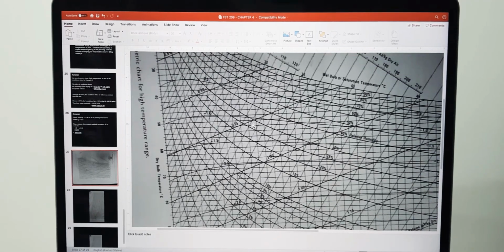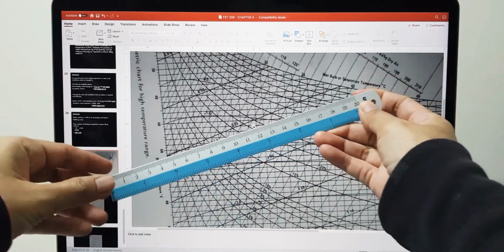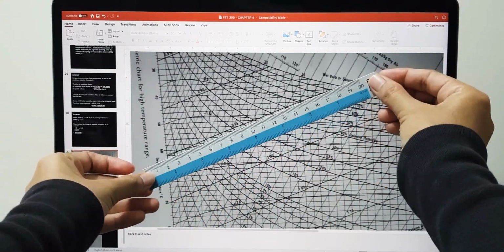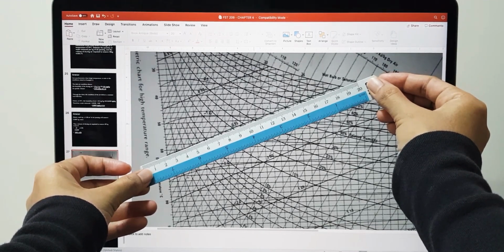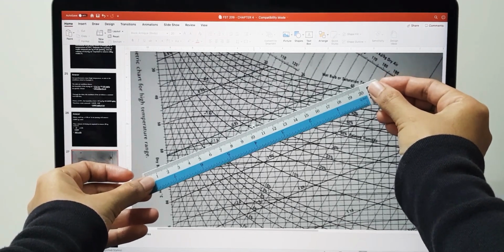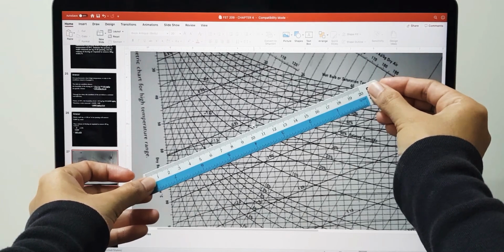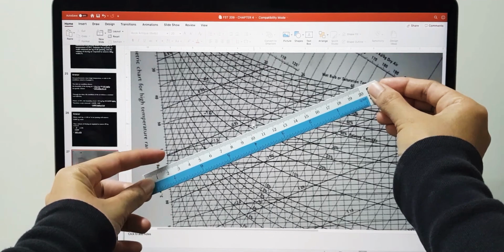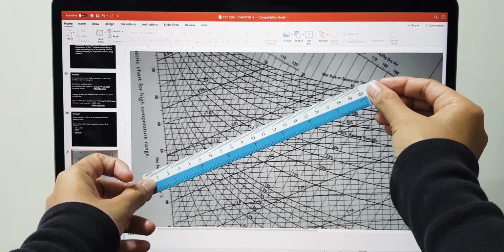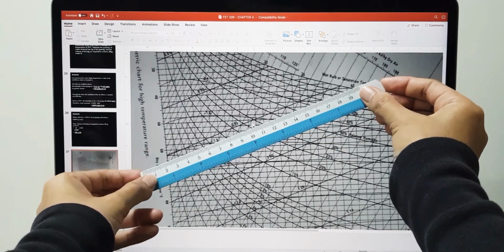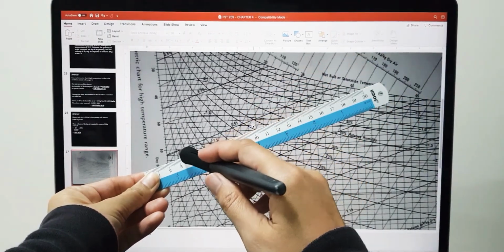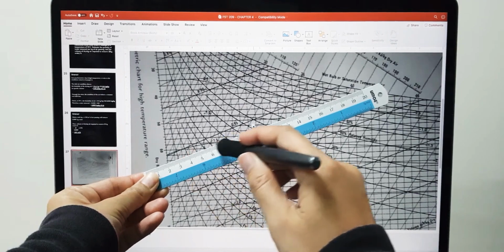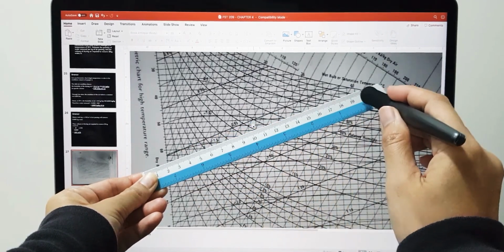So what you need to do is, get yourself your own ruler. This one is 0.95, correct? Then you need to draw your own line that passes through the intercept point of 60 degrees Celsius and 8% relative humidity. Alright, then draw the line like this.